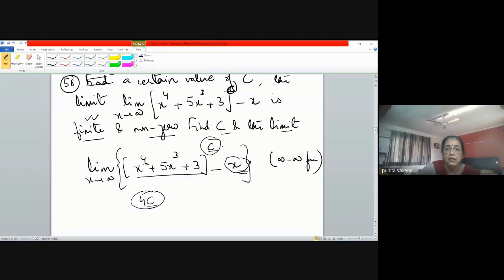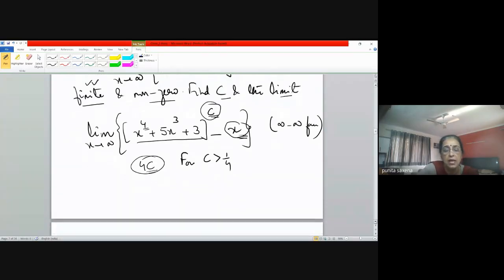Okay. Now, let's consider c, say more than 1 by 4. See, what I am actually trying to do is just see how this term is going to behave. That means I'm just going to look at the behavior of the limit x tending to infinity, x to the power 4 plus 5x cube plus 3 to the power c.